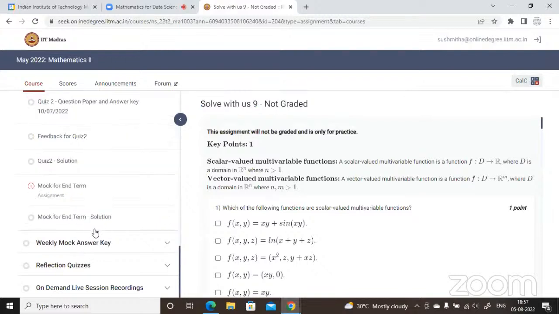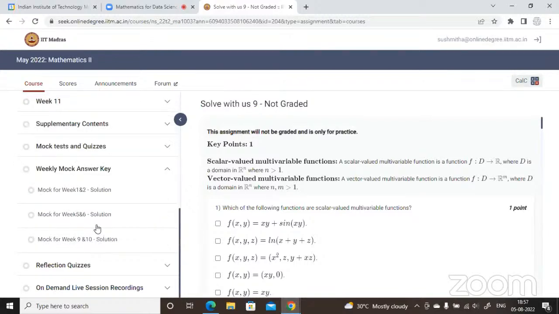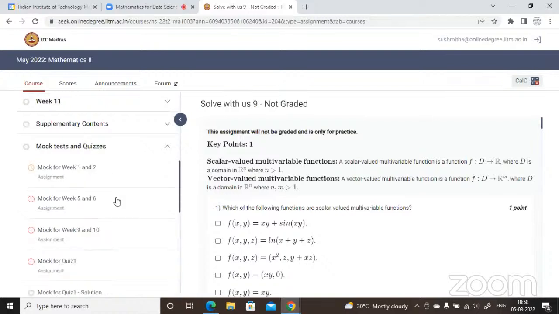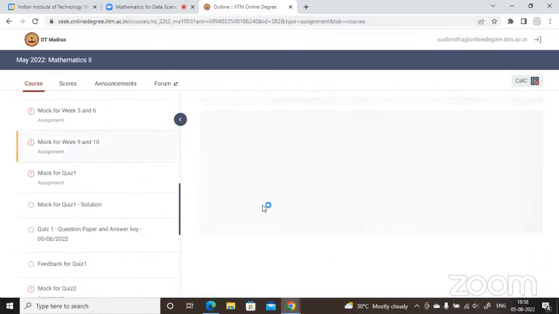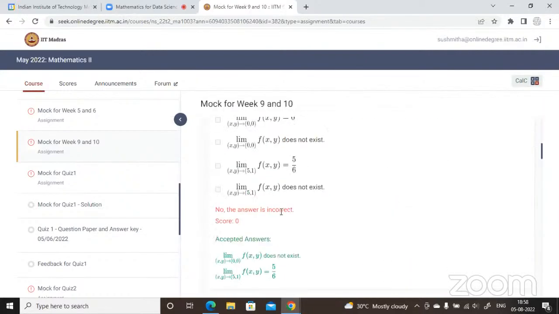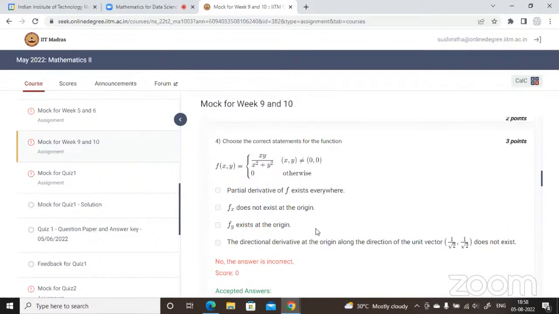Week 9 and 10, question number 4. Question number 4, could you please solve the last option? Okay, so this is the function. It has a different definition at 0, 0, because at 0, 0, the denominator becomes 0, if we go by this definition.